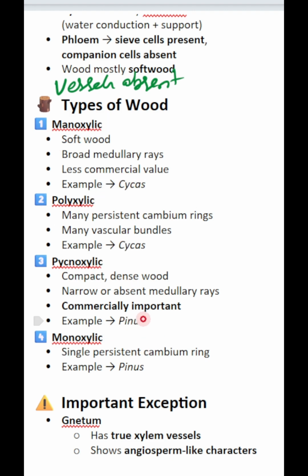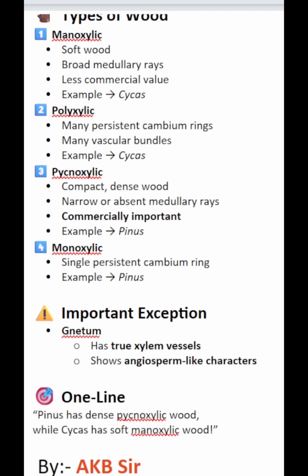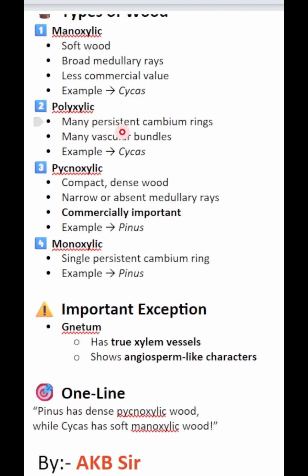When we talk about Pinus, that is Pycnoxylic. What do we mean by Pycnoxylic? Normally in Pycnoxylic wood, the wood is very dense and very hard, and it has narrow medullary rays. The medullary rays are very narrow in nature. Normally these woods are used for furniture, like angiosperm woods. The best example is Pinus, and unlike Cycas, which is used for fuel, this is used for furniture.